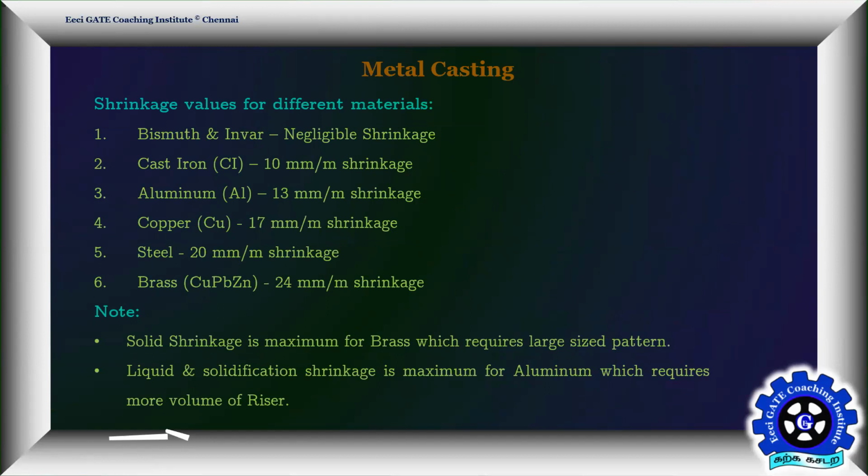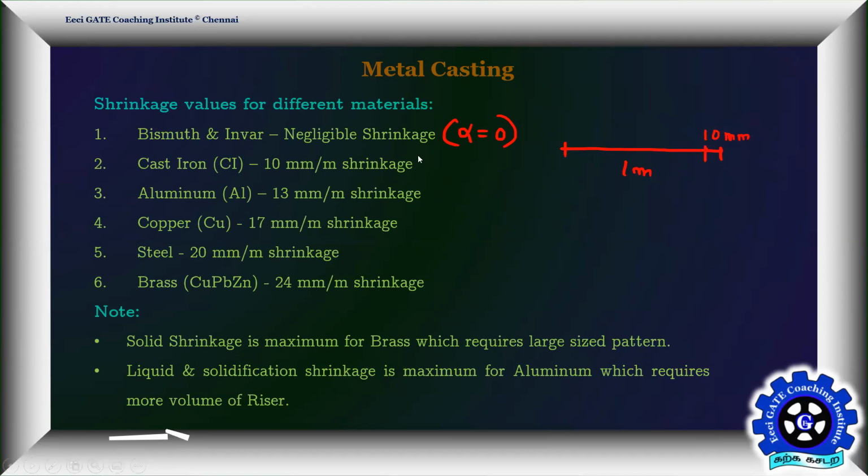If you see bismuth and Invar, as I told you, bismuth and Invar. Yes, sir. So bismuth also comes in this case. Yes. So bismuth and Invar have alpha 0. Am I right or wrong here? Yes, sir. And cast iron has 10 mm of shrinkage for 1 meter. It means that if you have 1 meter of side, let us say for a cube, for 1 meter, if you're pouring liquid metal, it will shrink how much? 10 mm per 1 meter.